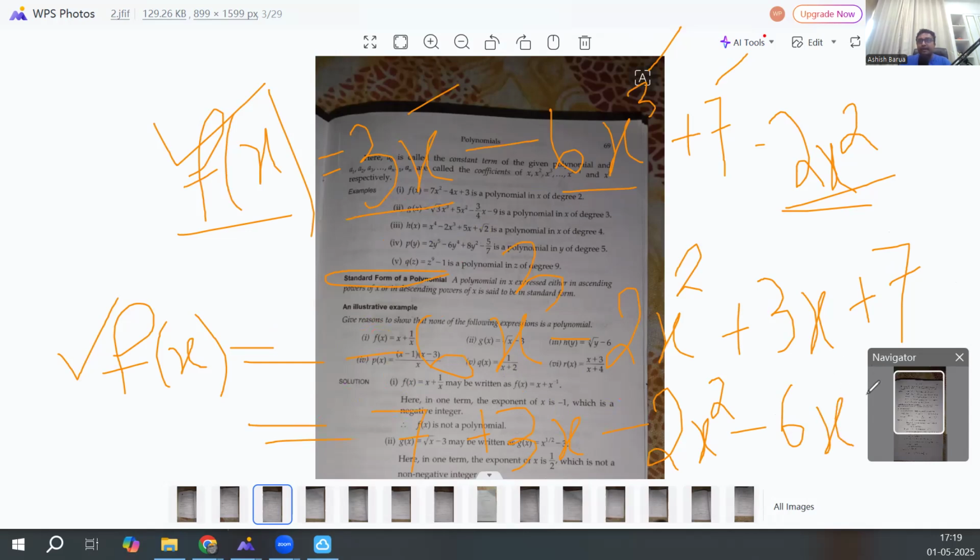So here, the powers are arranged in ascending order. In the first case, the powers are arranged in descending order. And in the original polynomial, the terms are not arranged. So standard form of a polynomial means the same polynomial arranged in ascending order or in descending order. In such a case, it is a standard form.